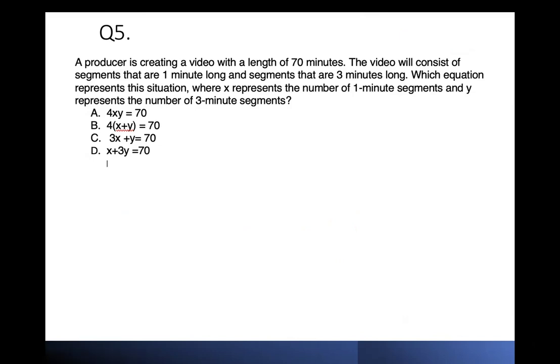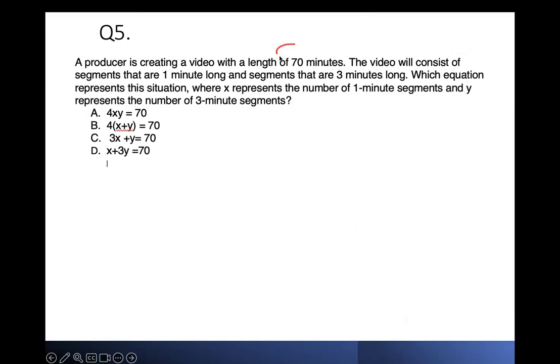Word problem. Whenever you see a word problem, every word, every sentence needs to be translated into mathematics. That is the easy way to answer questions with word problems. Don't read the whole thing and come back. You're wasting time. So translate.